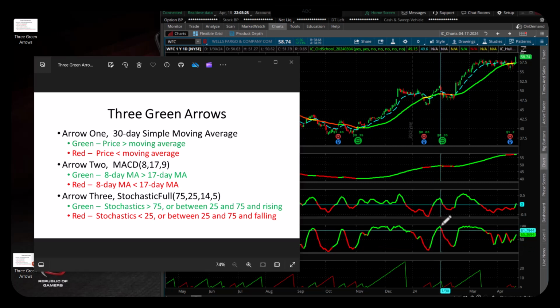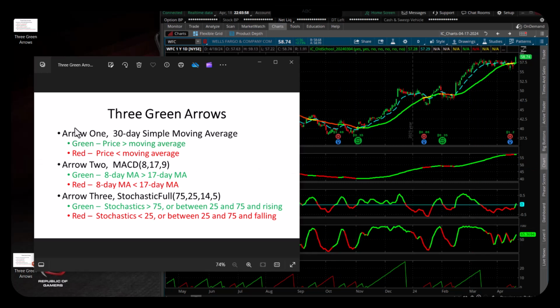In this particular case where my cursor is, you can see it started down here about the time it just cleared the 25 point and was rising, and it stayed green until it fell back down, probably right there at the 75 point. But the point is, for each of these sub studies, it's a binary type situation.